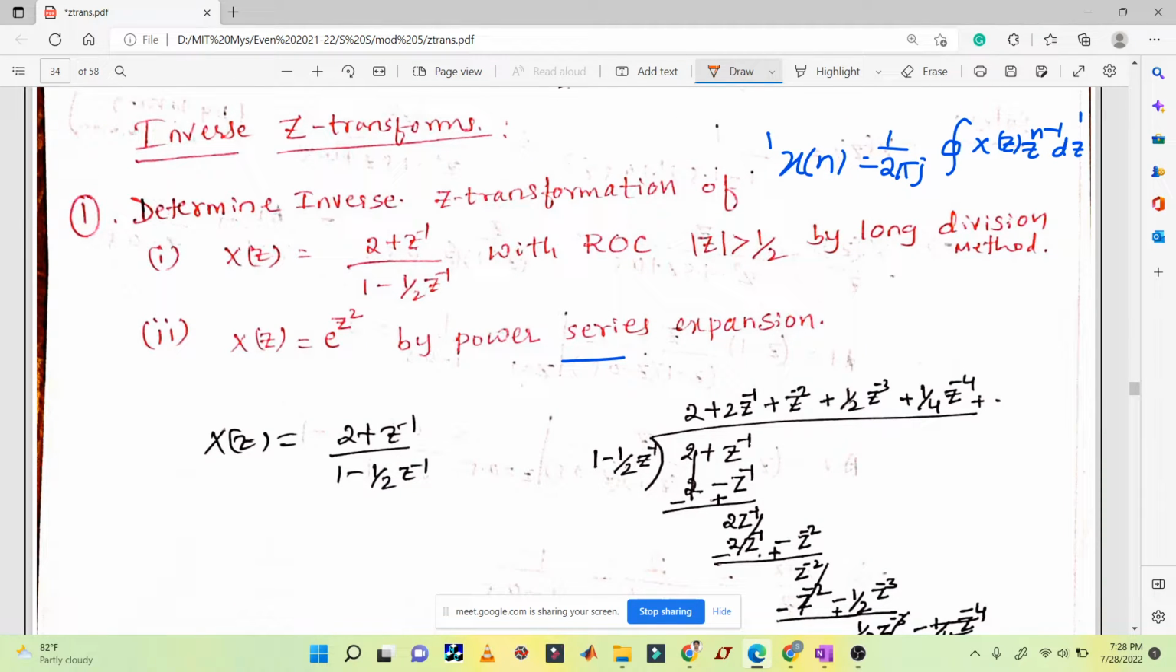As I already told, this is the x of n equation. If x of z is given and you are asked to find x of n, you must use this equation. It is a tedious process. That's why we use the standard z transform pairs to find the inverse z transform, as well as partial fractions and long division methods.